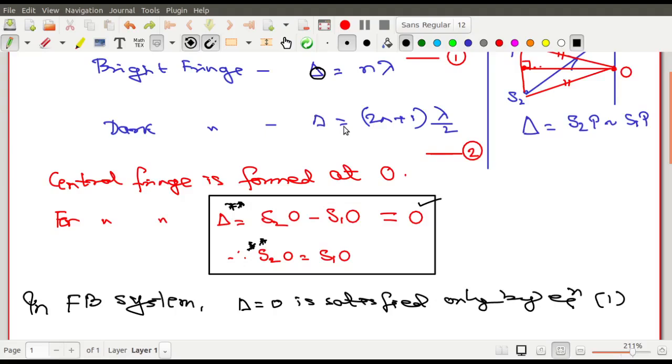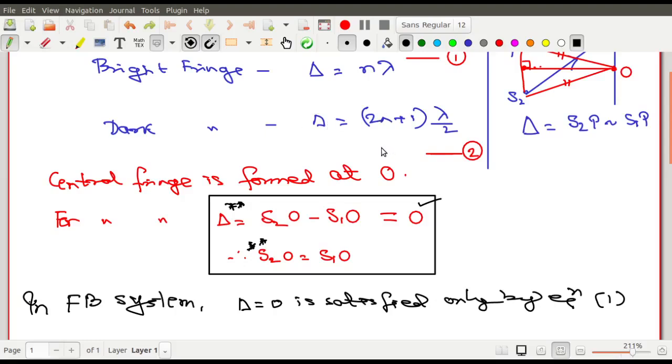But you see that n can never be an integer. Sorry, I have said something wrong over here, so just correct it. I want to actually say that n must always be an integer. n cannot be half. But here, if you want to make it 0, then n has to be made minus half, which is not possible.